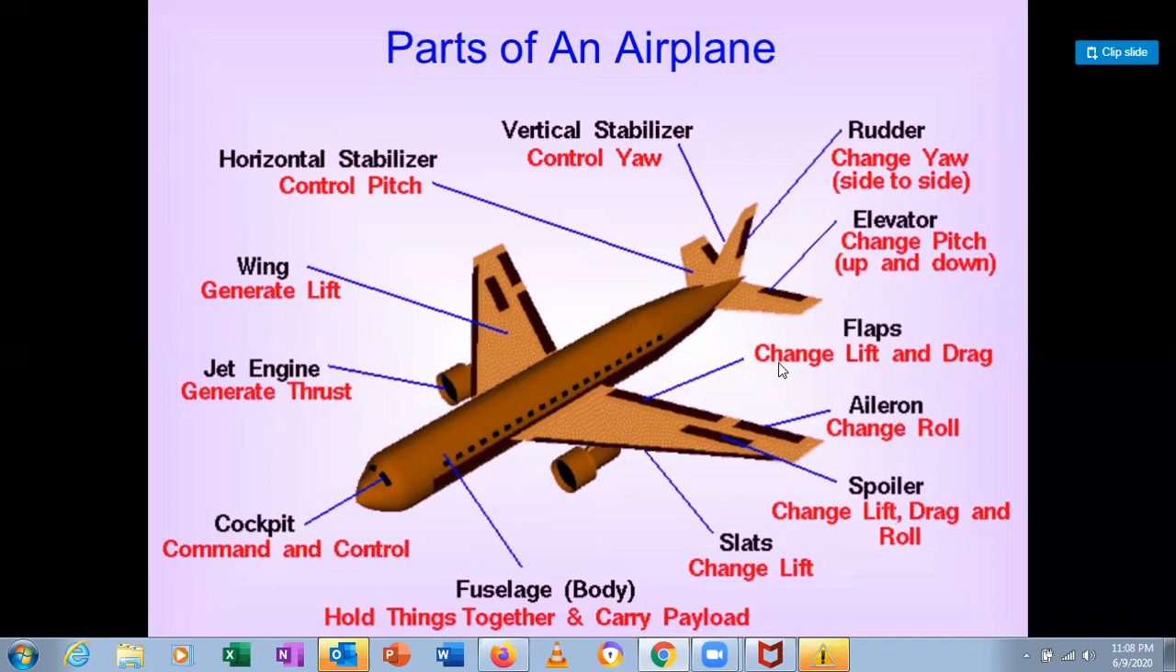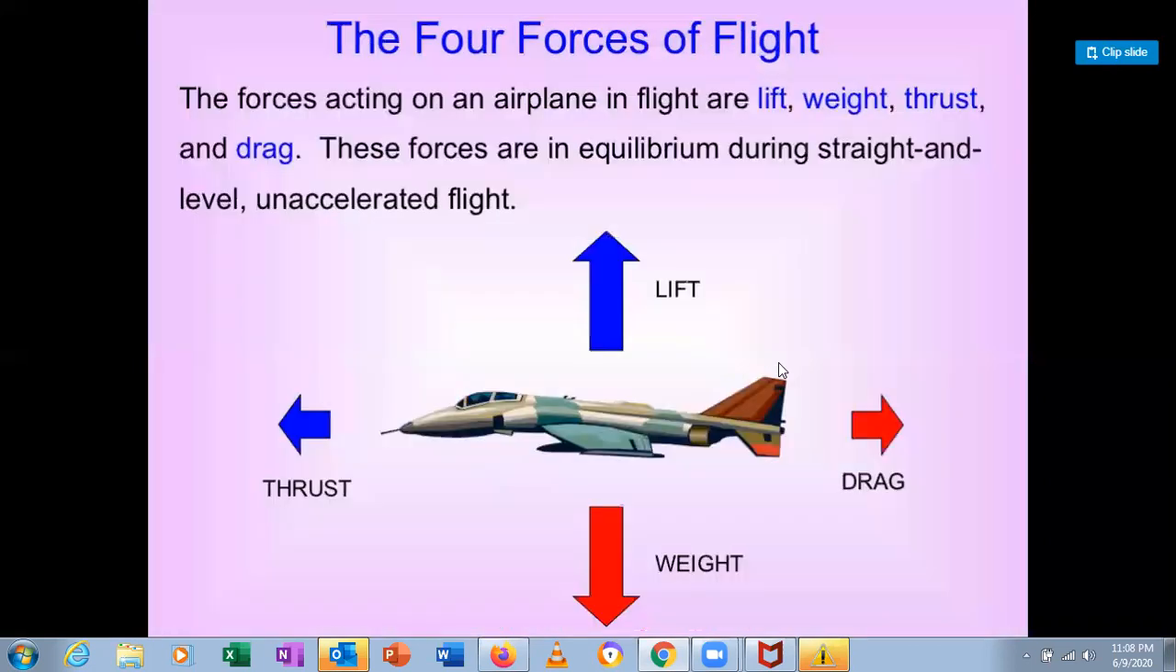These are the moments. And the four forces of flight. So what are the four forces of flight? There is lift, which is the upward acting force, thrust is the forward acting force, drag is the backward acting force, and weight is the downward force due to gravity. So therefore the forces acting on an airplane in flight are lift, weight, thrust, and drag. These are the four forces in a steady level unaccelerated flight.